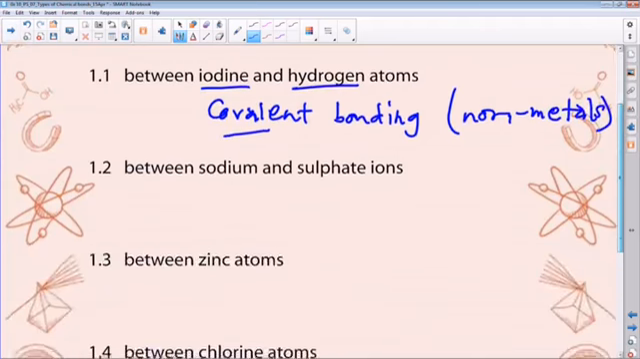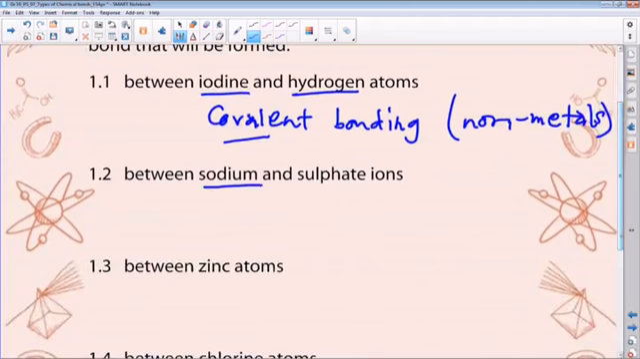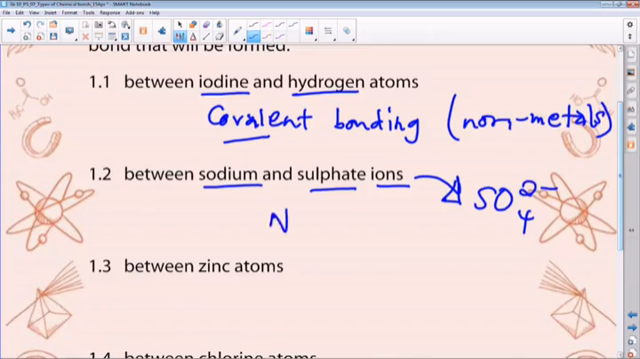Moving to the second question, sodium is a metal, and then the sulfate ion. If you recall from chemical formulae in the first term, the sulfate ion is SO4 2 minus. Sodium has a valency of 1 and a very low ionization energy, so it forms a positive ion. So this is a cation, and the sulfate ion is an anion. Obviously, because ions are involved, it will take us to ionic bonding between the two ions.